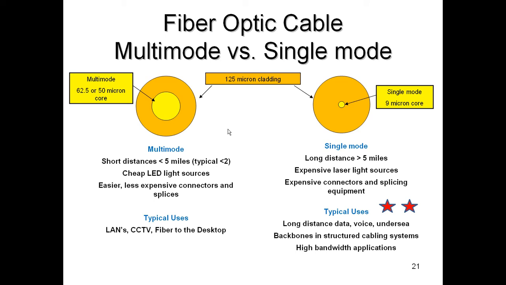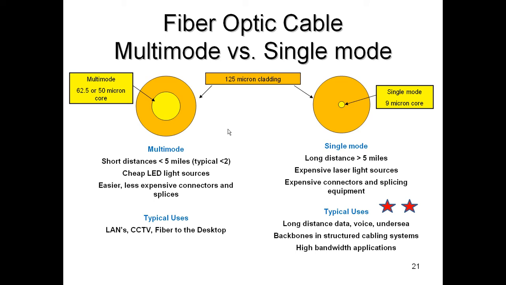Now, if you look on the right-hand side and look at this core size of the single mode at 9 microns, it's much smaller core size. That core size is so small that if we're off by 5 microns, we're off over 50%. So we got a real problem there. So multi-mode's easier to work with than single mode in terms of the connectors and the splices.